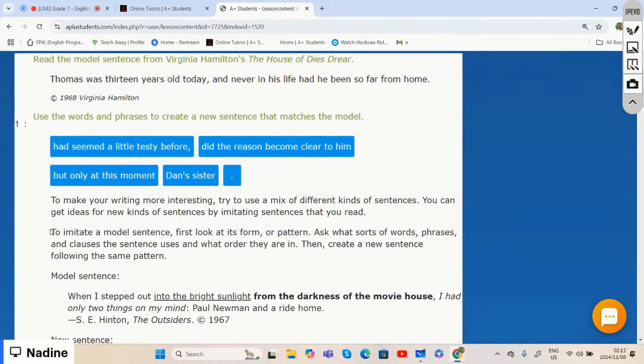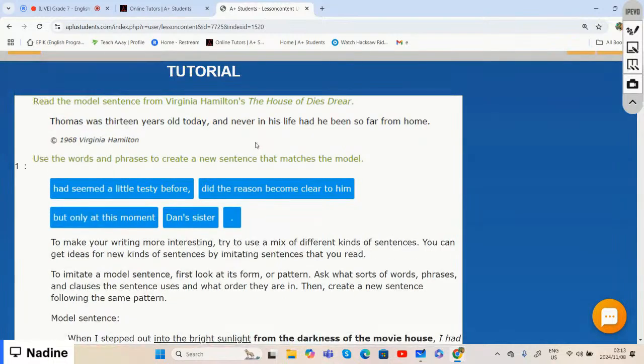So we're now going to look at this example that we have in front of us. It says we need to read the model sentence from Virginia Hamilton's The House of Dies Drear. It says, Thomas was 13 years old today, and never in his life had he been so far from home. We need to use the words and the phrases to create a new sentence that matches the model.